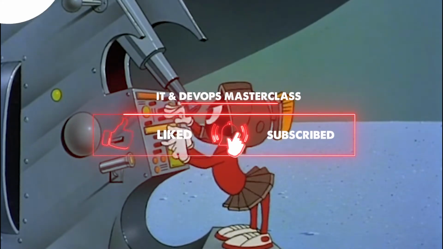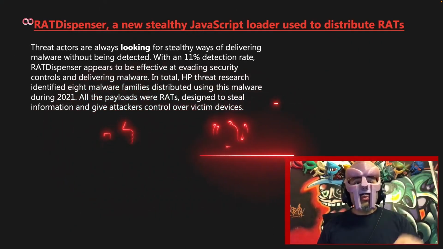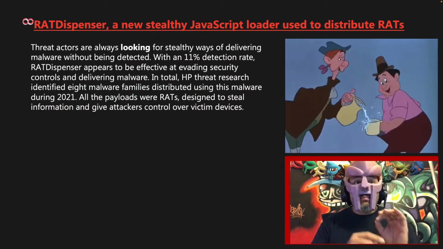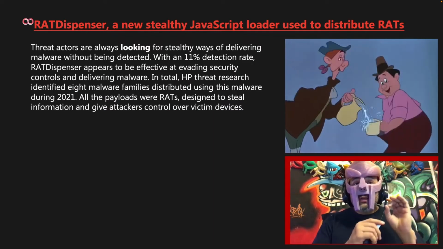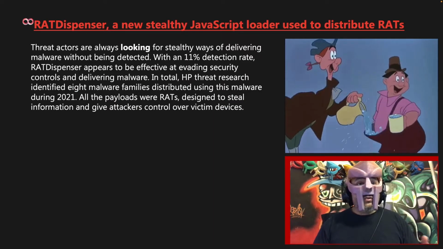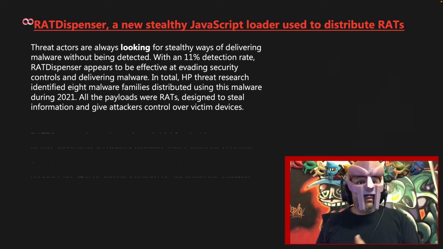I could pinch them. Threat actors are always looking for stealthy ways of delivering malware without being detected. With an only 11% detection rate, RATDispenser appears to be effective at evading security controls and delivering malware. In total, HP Threat Research identified 8 malware families distributed using this malware during 2021. All the payloads were RATs designed to steal information and give attackers control over victim devices.